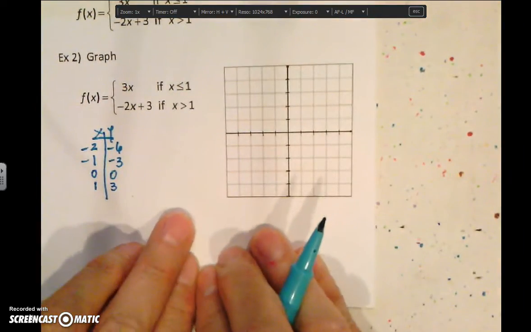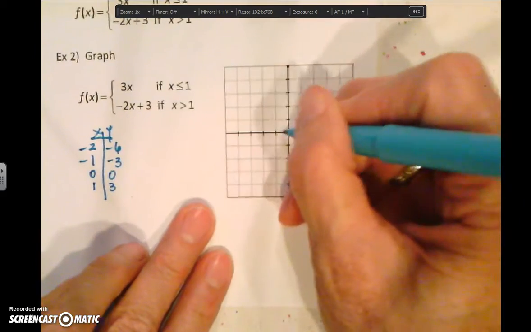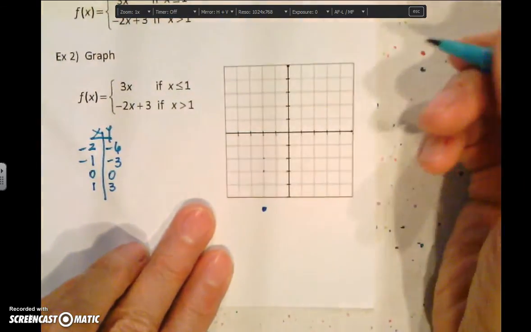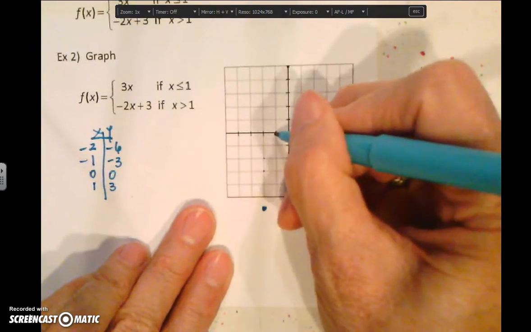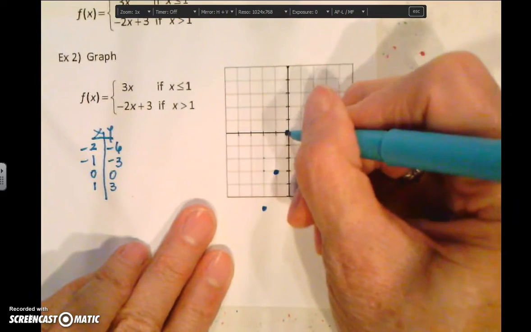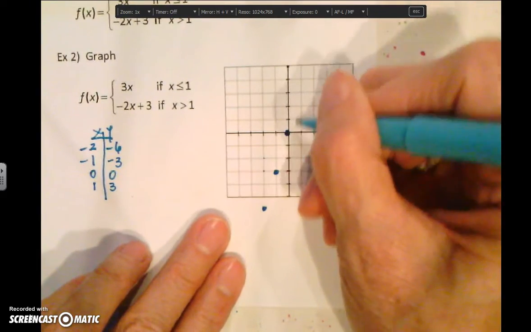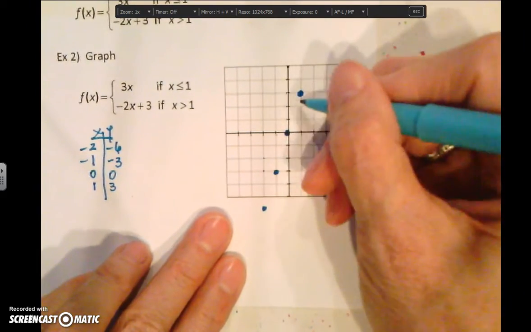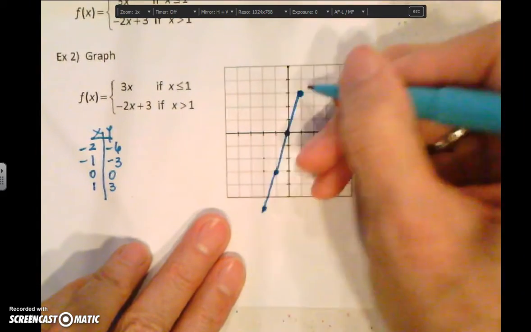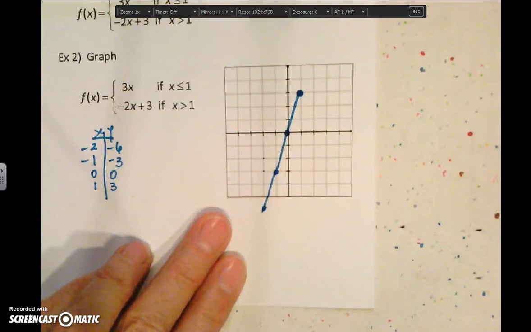So let's plot those points. I have negative 2, 1, 2, 3, 4, 5. We'll go off the chart a little bit there. We have negative 1, negative 3. We have 0, 0, and then we have 1, 3. And we know it's a line, so we're going to connect all those. And it is equal to this right here.